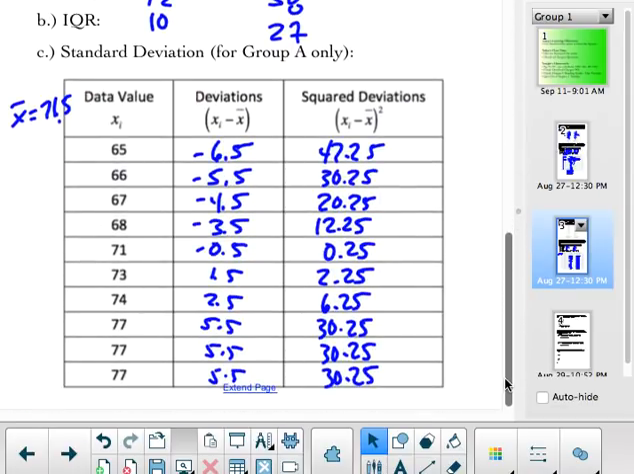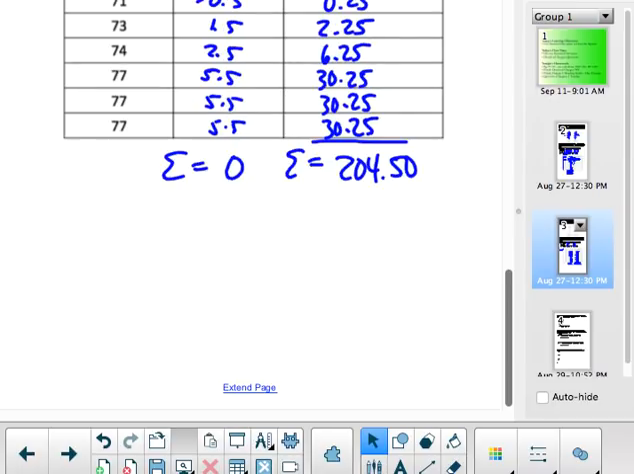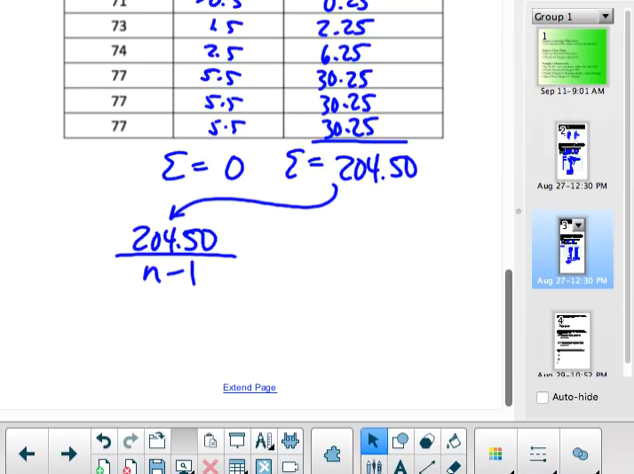I won't bore you with the tedious calculation there, but this is what it looks like completed. Remember that the sum of the deviations was 0, but the sum of these is actually where we start with calculating that standard deviation. If I add all those together, I actually get 204.50. That is the sum of the squared deviations. Now what we want to do with it is take that number, 204.50, whatever that sum actually is, goes here, and we're going to divide it by n minus 1. And n is just the number of data points, and we're going to subtract 1 away from that.